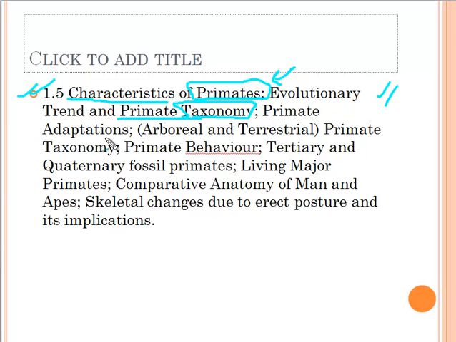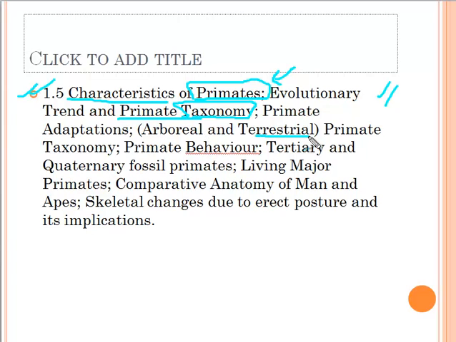Then primate adaptations, arboreal and terrestrial. Arboreal means the animals which live above land. So basically these are the animals which preferred to live on the trees. They did not want to come down. So what are the adaptations if they are living in the air only? They will be leaping and hanging from one branch to another. They will sleep on the tree only, basically in the canopy, and they have to jump, so their hind legs should be powerful and all.